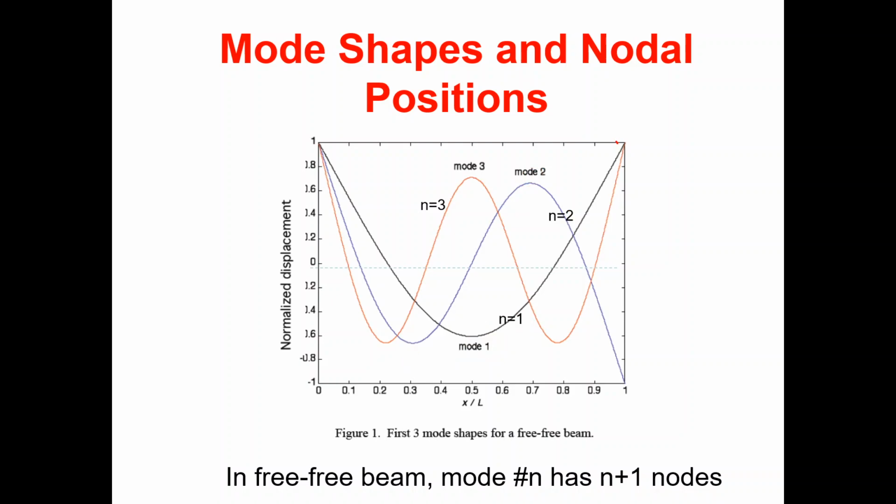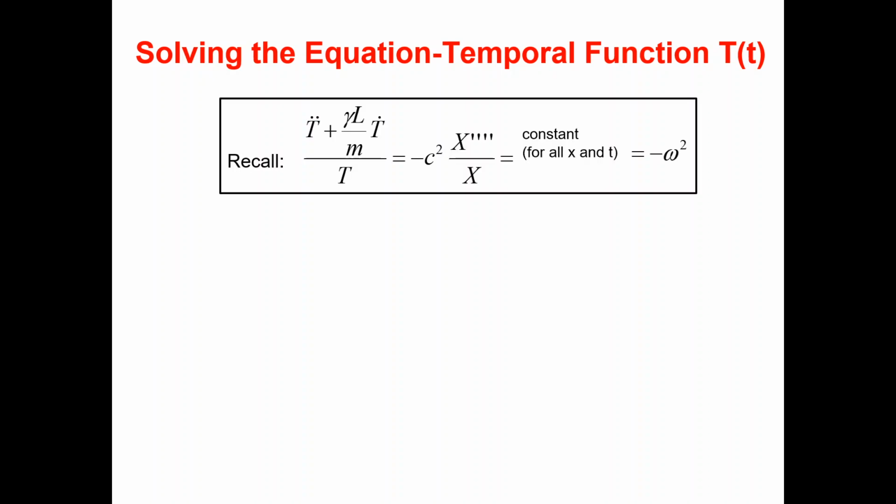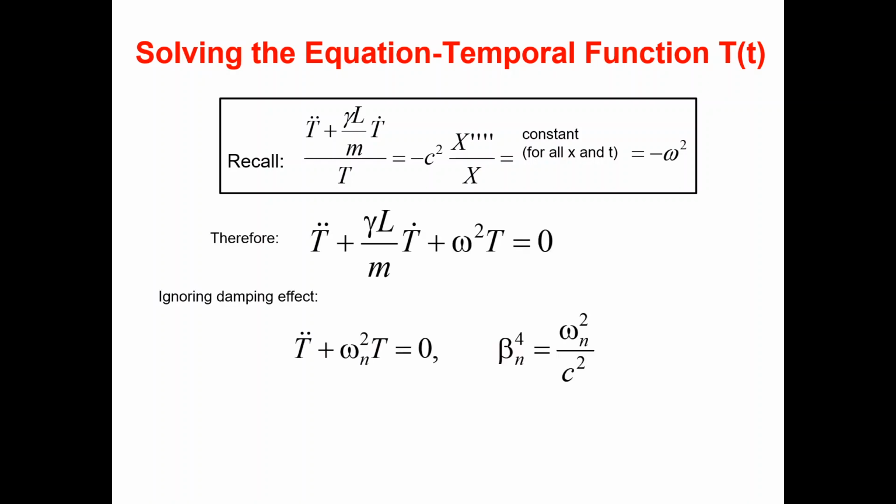Okay. So, but the final part is going to be, so far we have only solved the displacement. We haven't solved the temporal part, right? The displacement as a function of time. This was the main equation we were looking at. We can rewrite the equation to look like this, and then we are going to ignore the damping effect for the time being. We will go back to it later on.